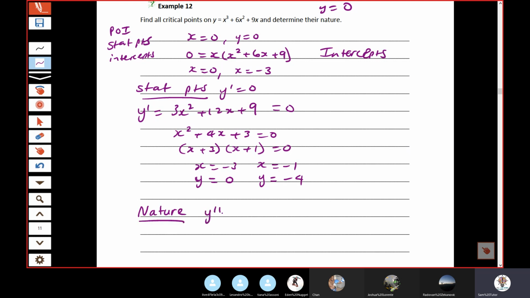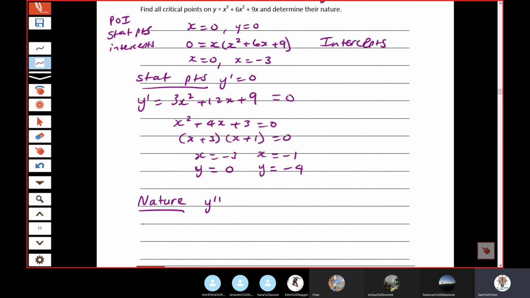y double dash. Yeah, or less than. That's the one. You're not meant to do the y dash method. So we do y double dash for this, which is equal to 6x plus 12. So then you go at -3 and -1. What does y double dash equal? 6 times -3, which is -18, plus 12, which is less than 0.